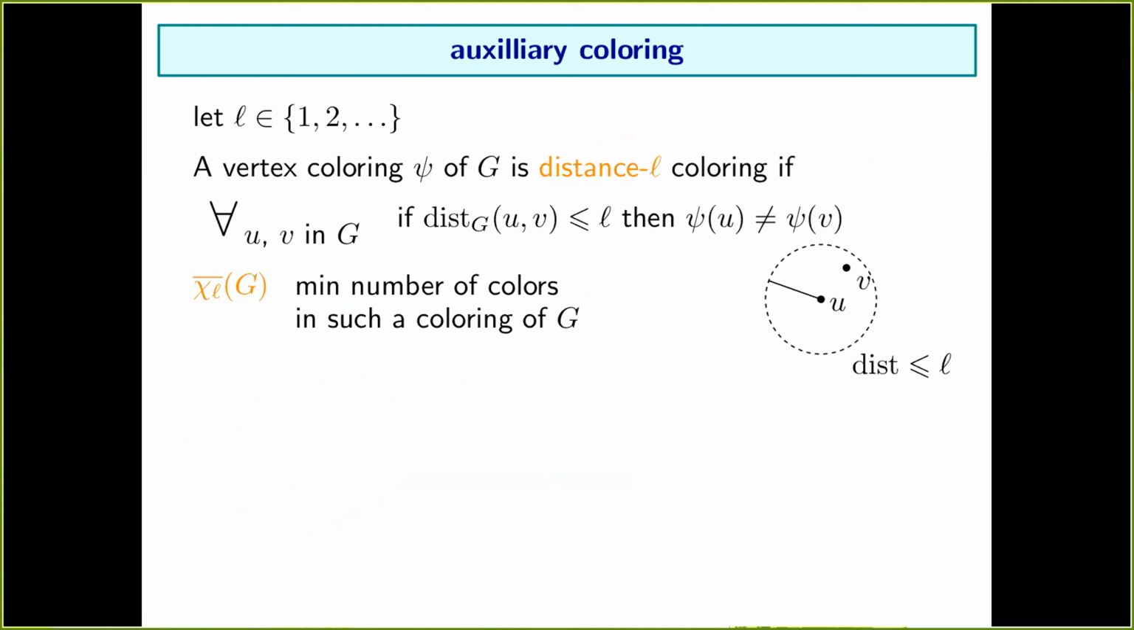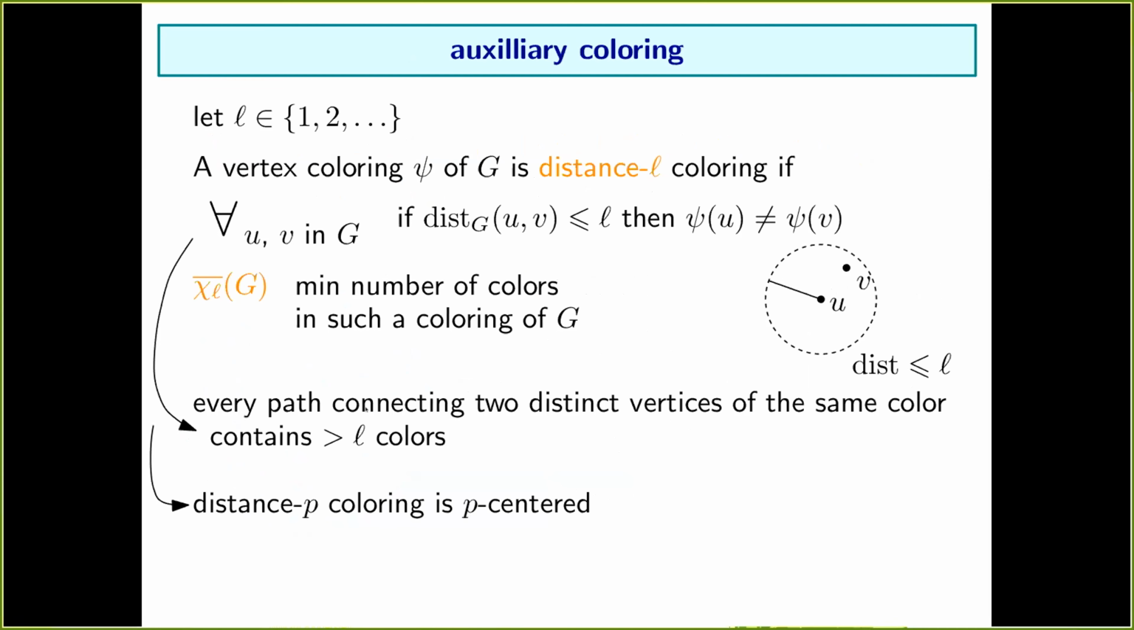Let's call it a distance L coloring. So L again is a positive integer, and a vertex coloring is a distance L coloring if for any two vertices in the graph at distance less than or equal to L, they have different colors. That's it. And we will denote the respective chromatic number, the minimum number of colors in such a coloring, this way.